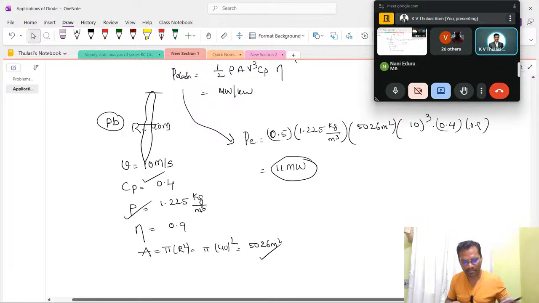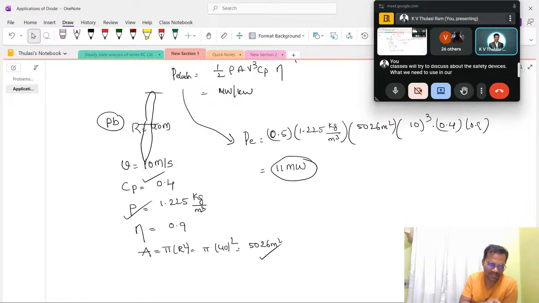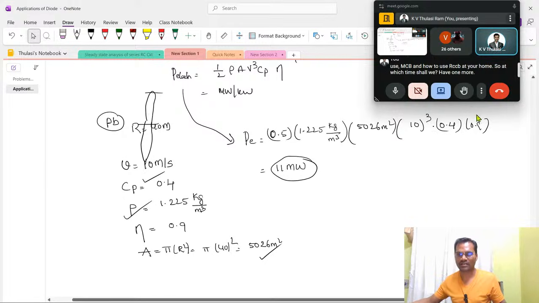Okay, in the upcoming classes we will try to discuss the safety devices we need to use in our home, like how to use MCB and how to use RCCB at your home.